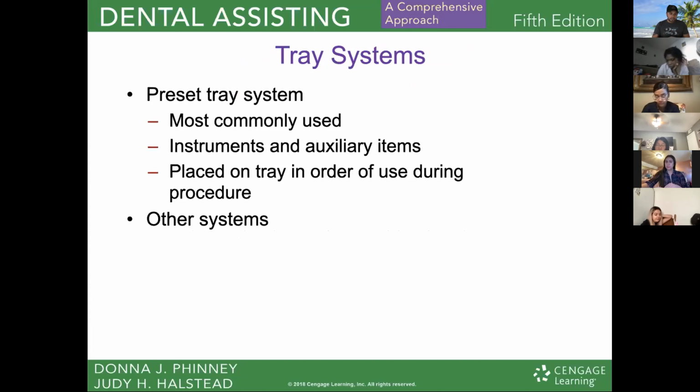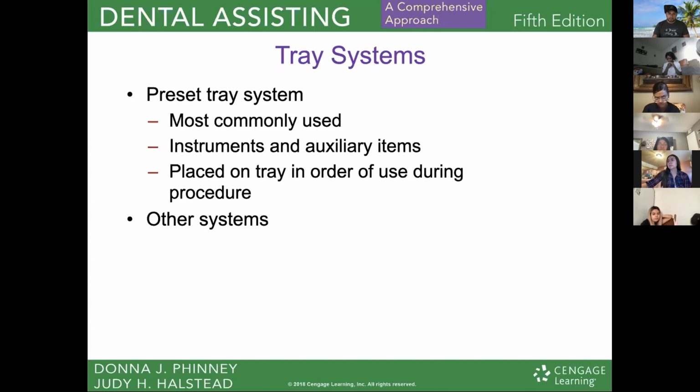Tray systems are something that you'll use to carry all of your instruments. The most common is a preset tray system where we have instruments and some auxiliary items. These are placed on the tray in order of use during a procedure. Most of the time, especially in your downtime or at the end or start of the day, you will set up all your trays for all of the procedures that you have to do that day or the following day. The way you set up a tray is you place every instrument in the order that it'll be used. That'll make the procedures go a lot quicker and a lot more efficient.